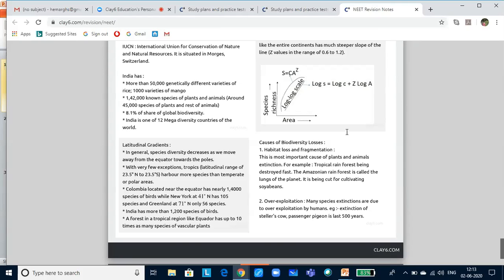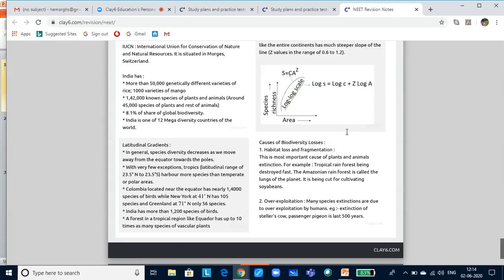So what is causing this kind of loss in biodiversity? We can summarize that as the evil quartet. That is, there are four major reasons. That's why we call it the evil quartet. First, habitat loss and fragmentation. It is the main cause of biodiversity loss. Biodiversity in tropical rainforests, and the Amazon rainforest, the lung of the planet, is being lost due to habitat loss and fragmentation.